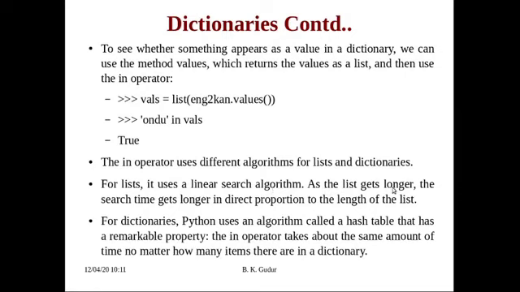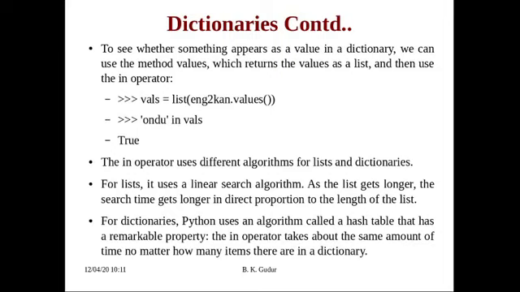As a list gets longer, the search time gets longer in direct proportion to the length of the list. Consider a list with only 3 elements. If you search for the first element, it will print very quickly, and if you search for the third element, it will take some time, because the third element comes after checking the first and second. If the list is very long, say it contains 1000 elements, the time taken to search the first element will be much less than the time taken to search the 1000th element, because of the linear search.